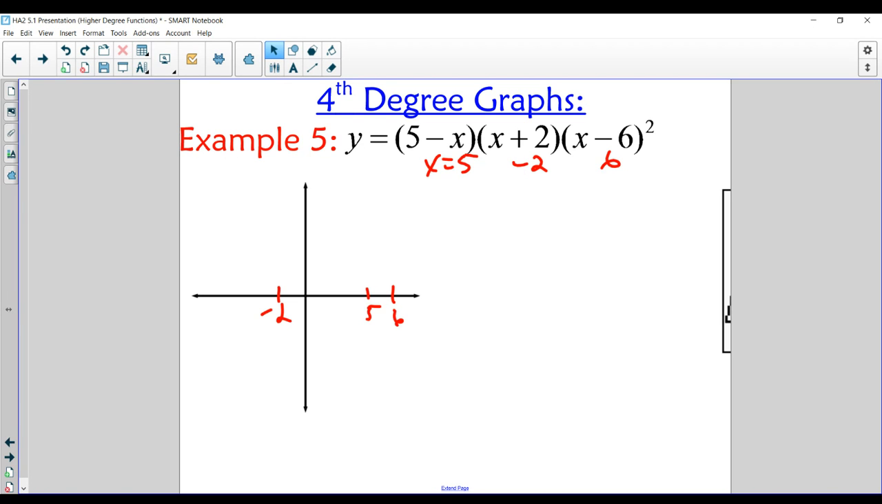We would have a y-intercept. So for our y-intercept, we would plug in 0 for the x's. So we would have 5 times 2 times negative 6 squared. So if I multiply those together, you will get 360.